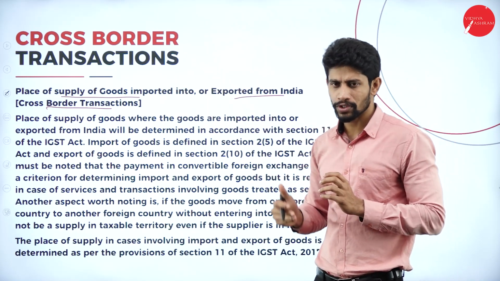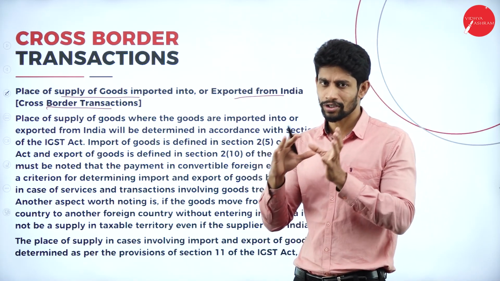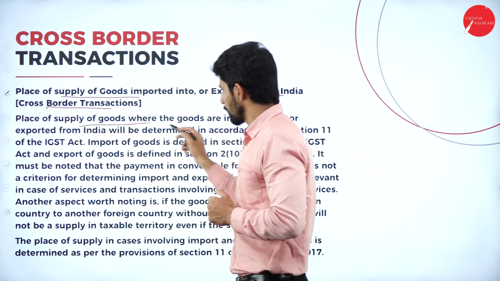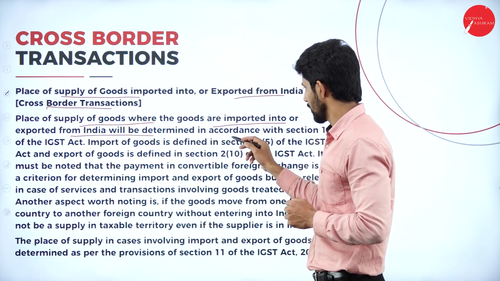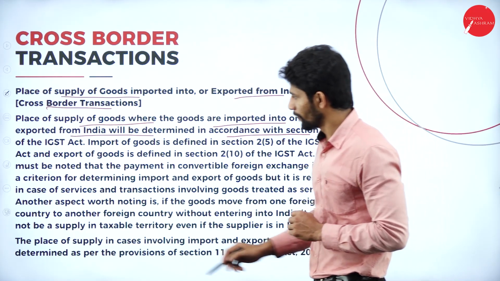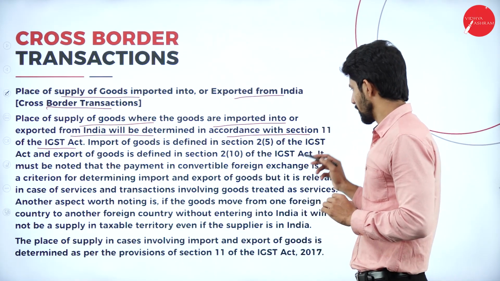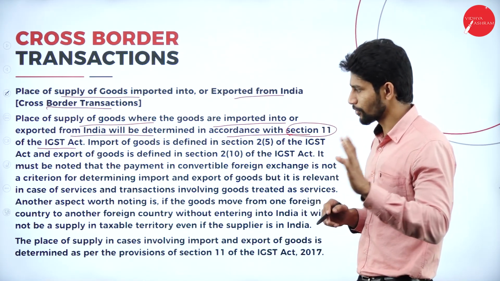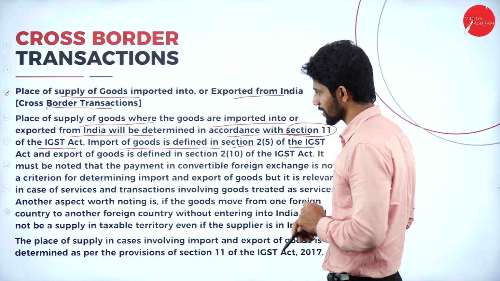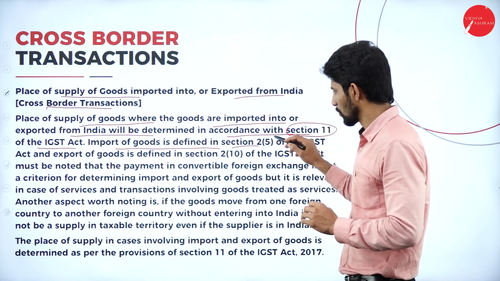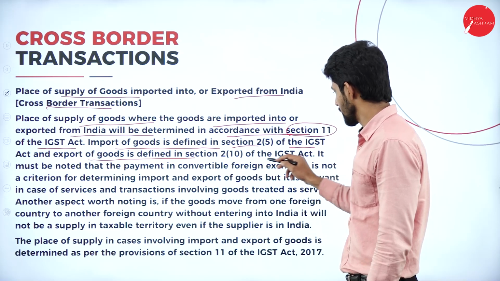That means you are importing goods from another country and you are exporting goods to another country, so crossing the borders of two different countries. That is called cross-border transactions. Place of supply of goods where goods are imported into or exported from India will be determined in accordance with Section 11 of the IGST Act. Import of goods is defined in Section 2 subsection 5 of the IGST Act, and export of goods is defined in Section 2 subsection 10 of the IGST Act.